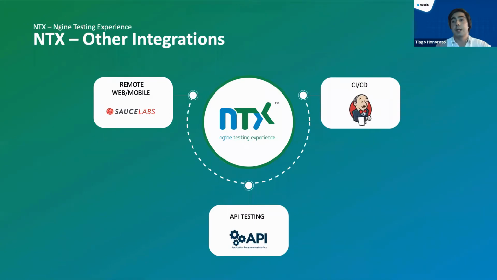Then we have API testing. You can execute API testing from NTX, and you can, in NTX, select the tests that you want to execute from a pipeline of a CI/CD platform like Jenkins, Azure DevOps, Bamboo from Jira, for example. So it's possible here in NTX.